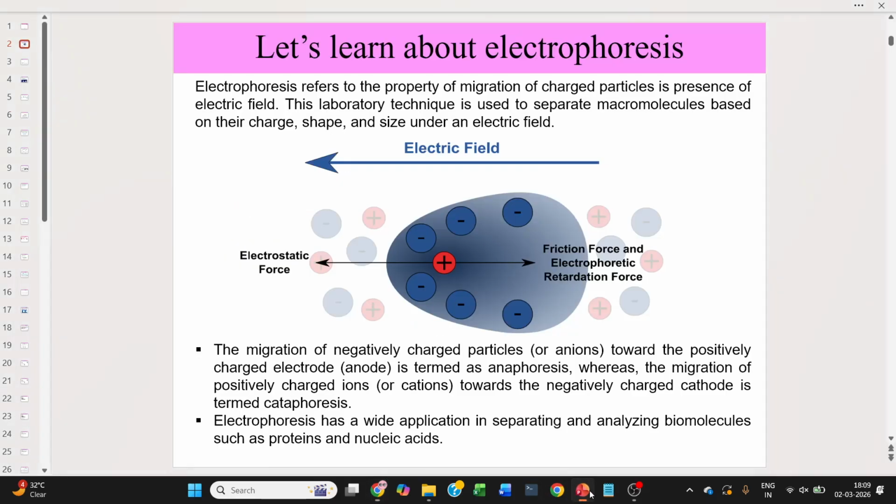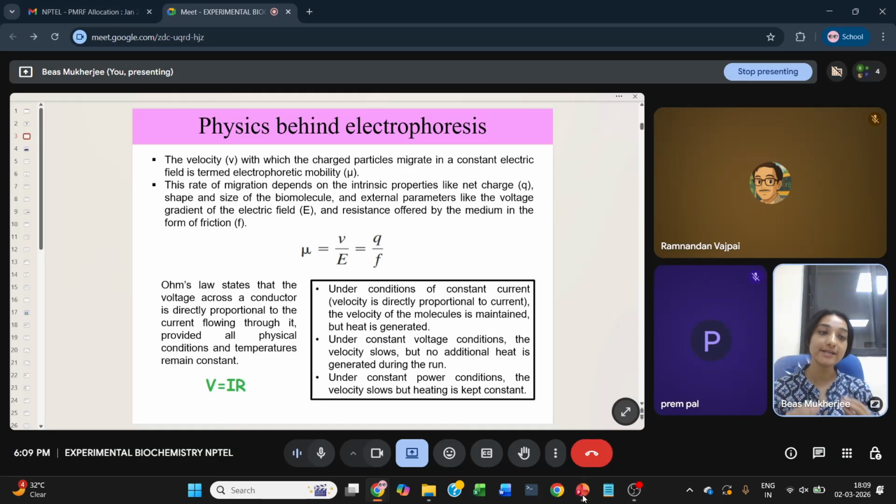So we'll start with the physics behind electrophoresis. What exactly happens in electrophoresis and why do these charged particles move? And how are we exploiting their behavior under different charged electrodes for their study? The velocity with which the charged particles migrate in a constant electric field is termed electrophoretic mobility. The rate of migration depends upon the intrinsic properties such as net charge, shape and size of the biomolecule, and the external factors such as the voltage gradient of the electric field and the resistance offered by the medium in the form of friction.